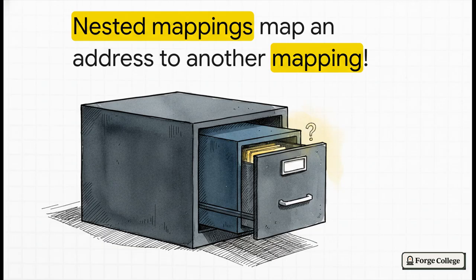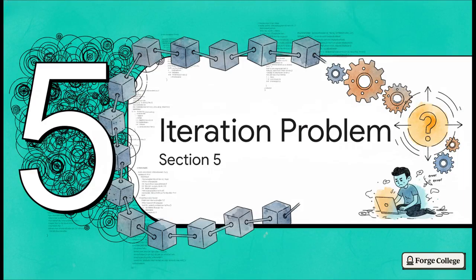Then you use the spender's address to open a drawer in that secondary cabinet, which finally contains the allowed integer amount. The exact same default rules apply here too. If you open an unwritten nested drawer, it just silently hands you a 0 without spending a drop of gas to create new storage. Now for Section 5, solving the iteration problem.